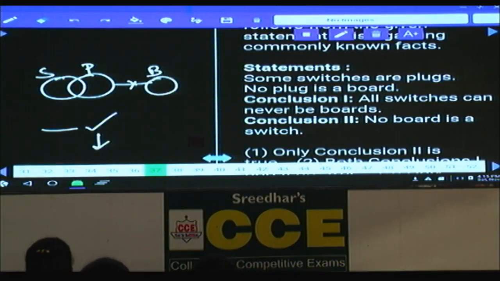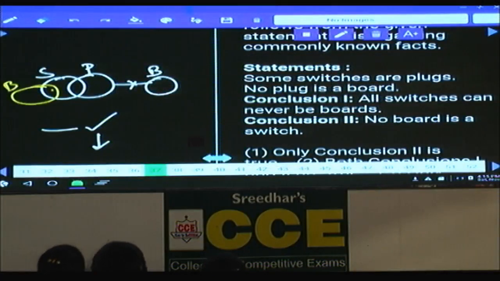Now to make this one false, we need to draw the complementary pair. Some of the boards are switches. Now board and switch can be written like this or not. Hence the alternate diagram is proven, the previous conclusion will be false.